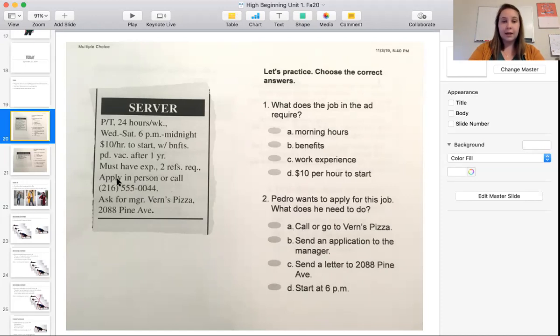So it says apply in person or call this number. Call or go to Vern's Pizza. So the company is called Vern's Pizza. So apply in person means he would have to go to the place. So the correct answer to number 2 is A. We will talk about the other 2 questions in class on Wednesday.